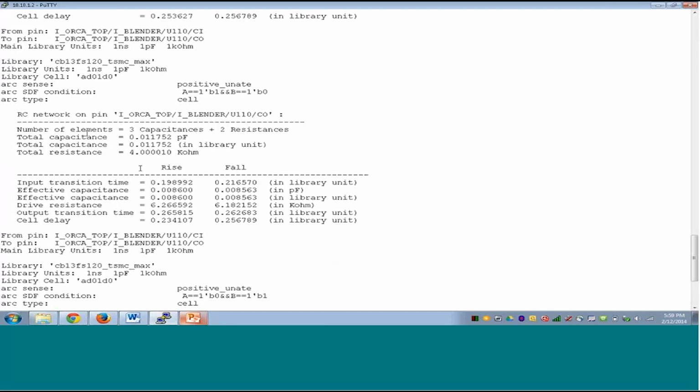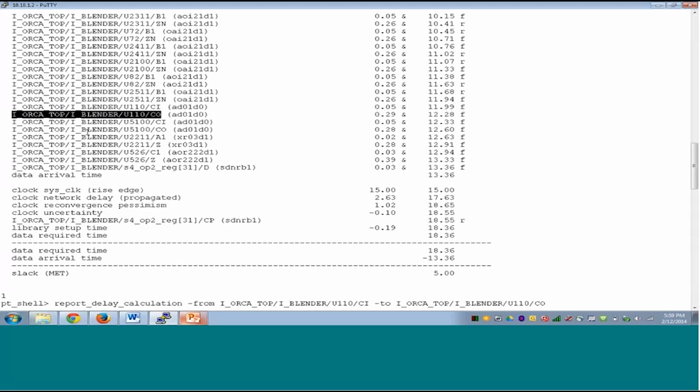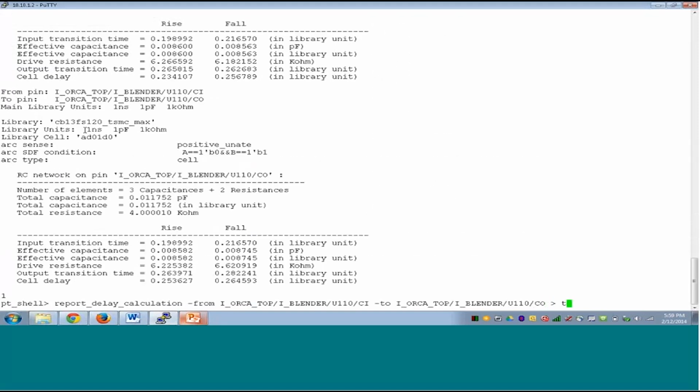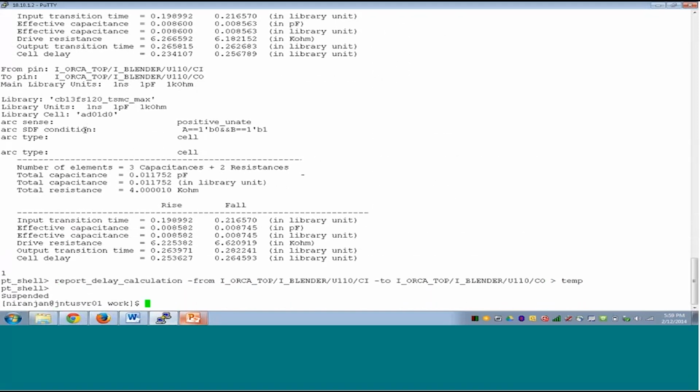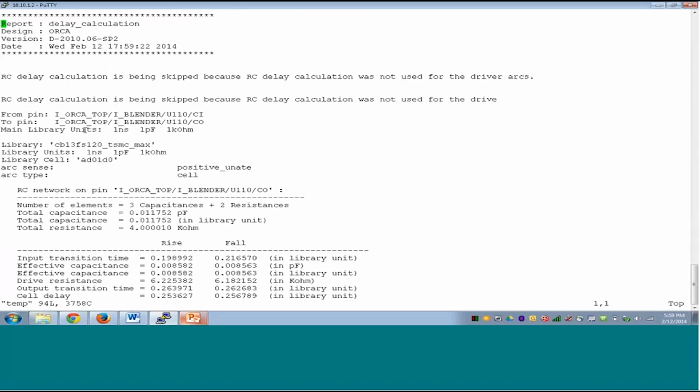So if I do this, let's again redirect it. So I am now focusing on a particular cell from pin. It is telling me the units, which library it comes from, and which cell we are talking about. We are talking about an adder cell between the carry in and carry out. It is a positive unit, so it's telling me for the positive unit first. It is telling me the RC network, the number of elements on CO, 3 caps and 2 resistances. So it will add the total cap.